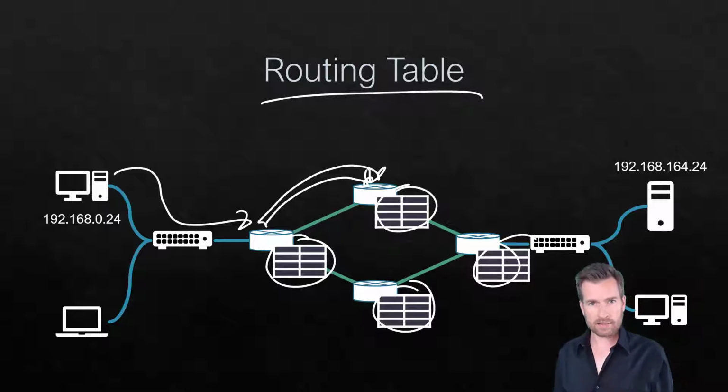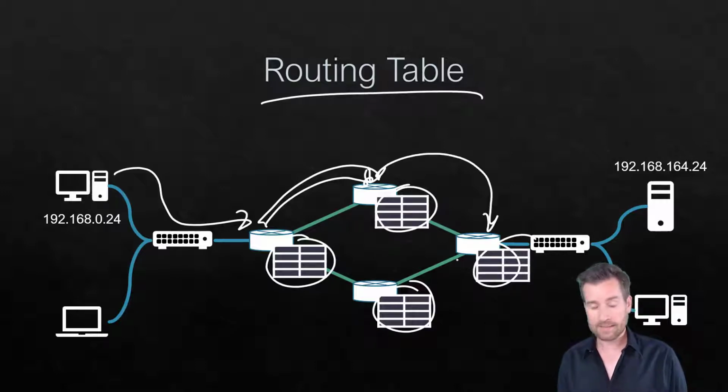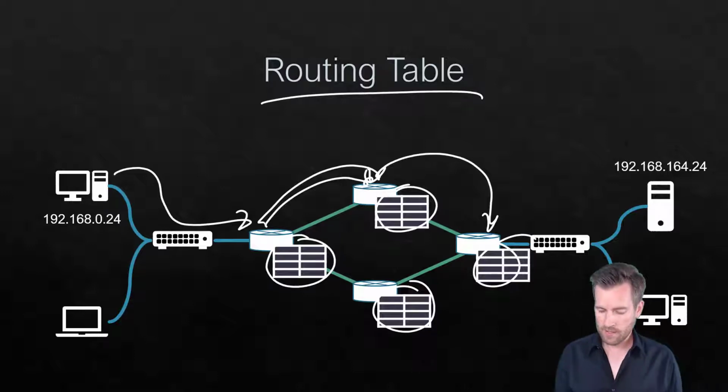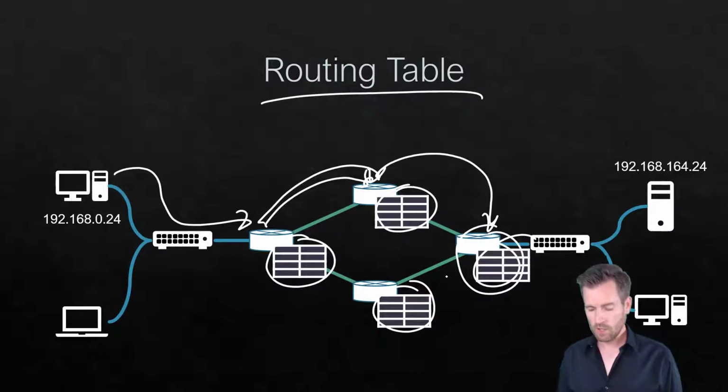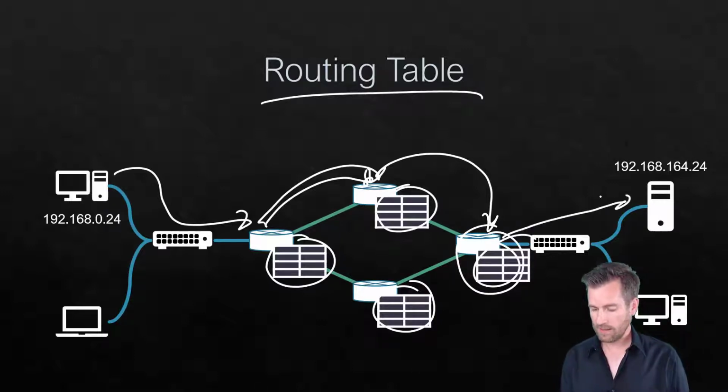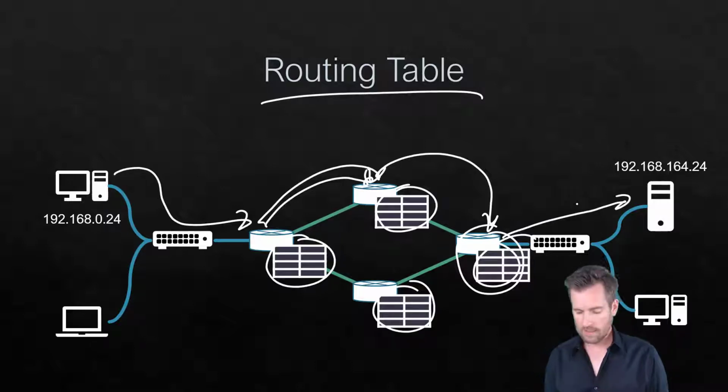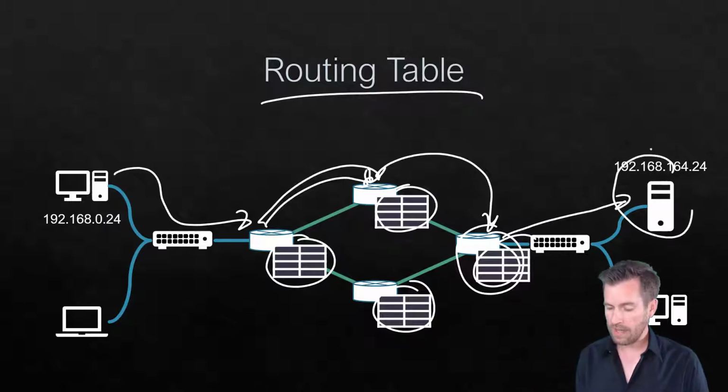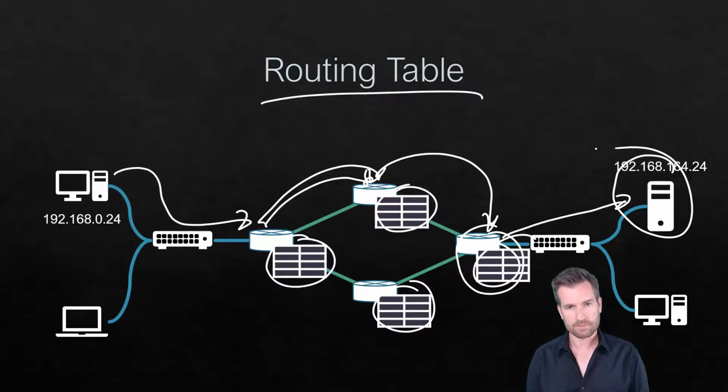It gets to the next router, and the router does the same thing. It takes a look at that packet, looks at the destination IP address, and determines what is the next best hop. And then this router takes a look at its routing table, realizes that that's a directly connected network, and I'm going to send it into that network so it can get to that server.